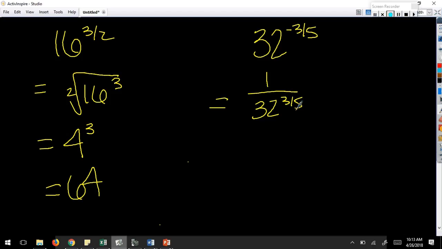No, I flipped the 32 down into the denominator of the fraction. No, you didn't. Mr. G, you don't flip, you just wrote a line and put 1 on the top. That's what you do. If I had x to the negative 2, that becomes 1 over x squared. You didn't flip anything.